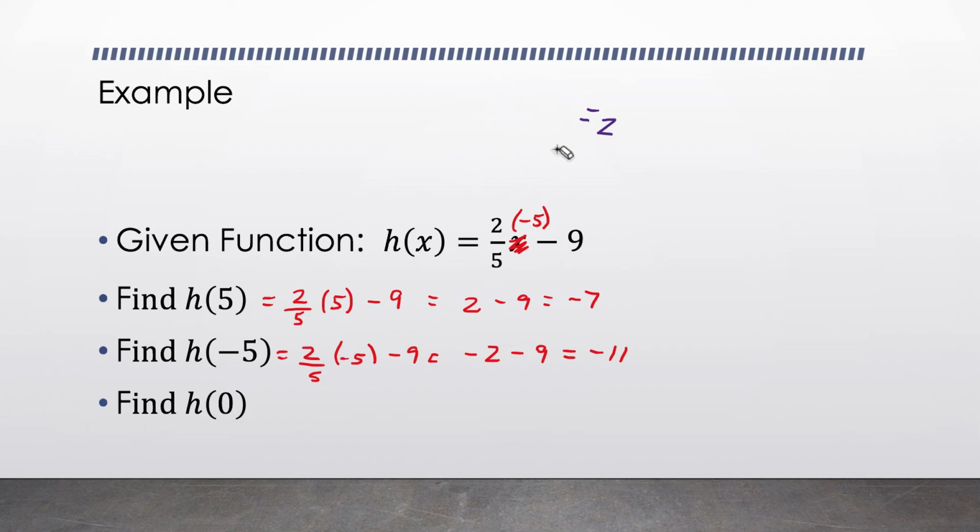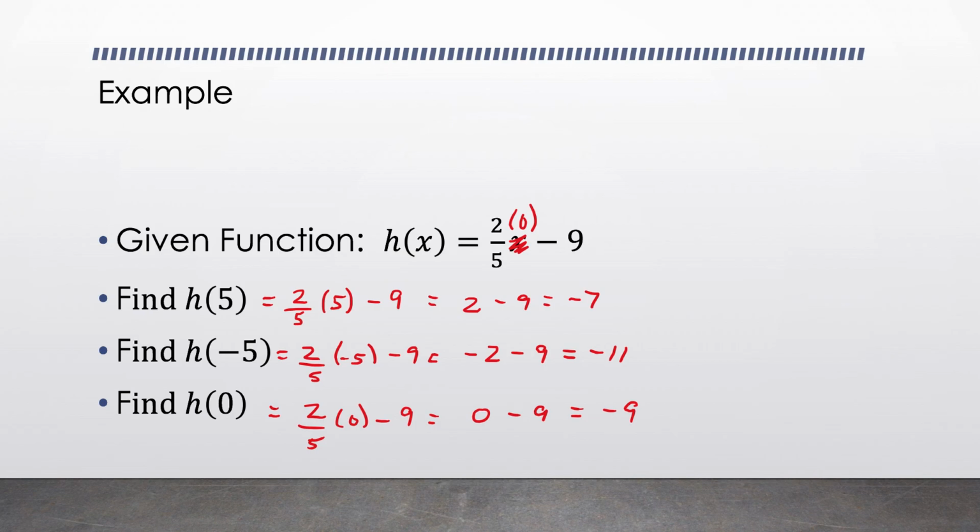And then our last one, h of 0. So we're going to plug a 0 in for the x. So we'll have 2 over 5 times 0 minus 9. 2 over 5 times 0 is going to be 0. Minus 9 is going to give me negative 9 as an answer.